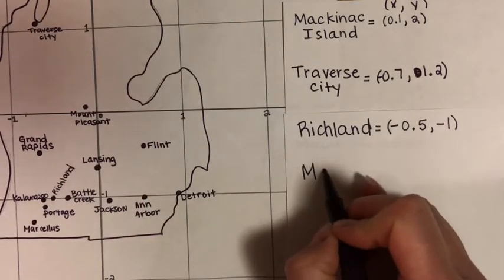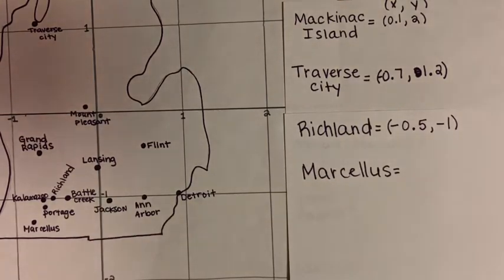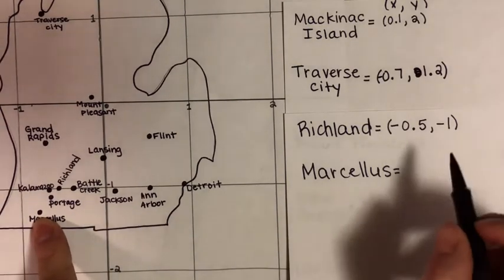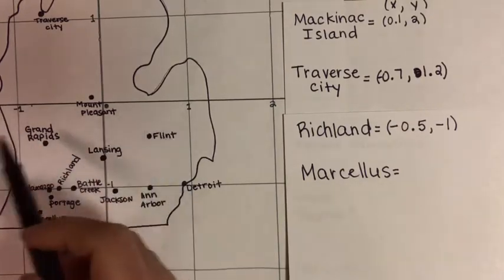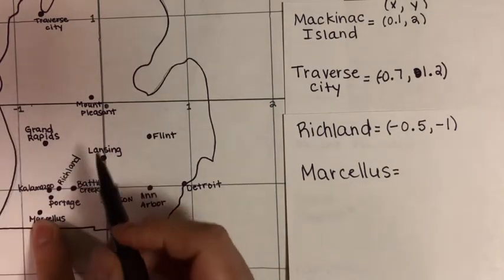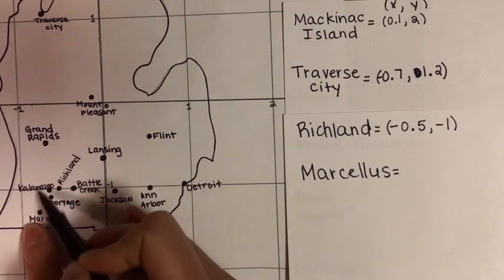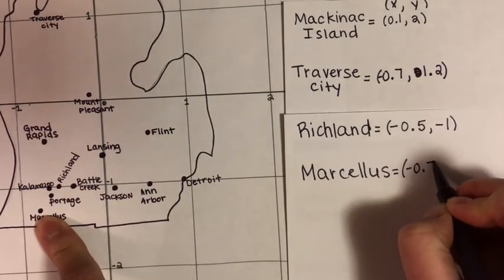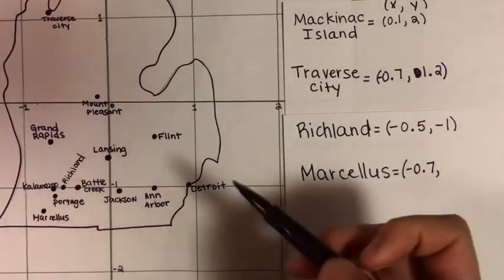Next, we're going to do my hometown, Marcellus. It's a little tiny town, a little bit bigger than Richland, kind of the same vibe as Richland. Way down here, this is Marcellus. So to find the location of Marcellus on this map, we need to figure out how far over from the origin it is first on the x-axis. So Marcellus is a little bit farther west than Richland. So I don't know, let's say like 0.6, 0.7 probably. So negative 0.7, let's say. Remember, we're just trying to get our best guess because we don't have the pretty little grid.